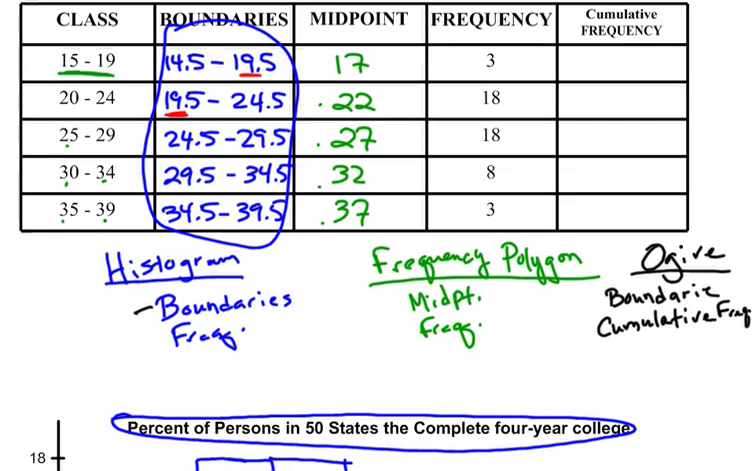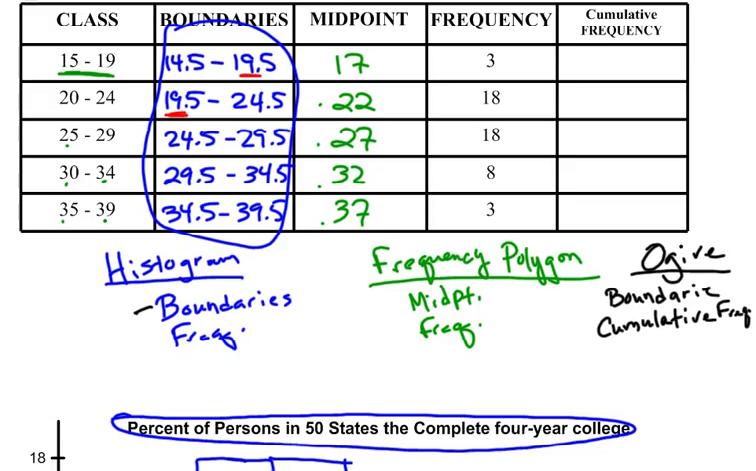Cumulative frequency is the total of all the frequencies up to that point. So it's very important you pay attention to what this means, because if you understand what's going on here, it really makes making the ogive simple. I know there's been some confusion with some of you in the past on that topic. Cumulative frequency means what we have in total up to that point.